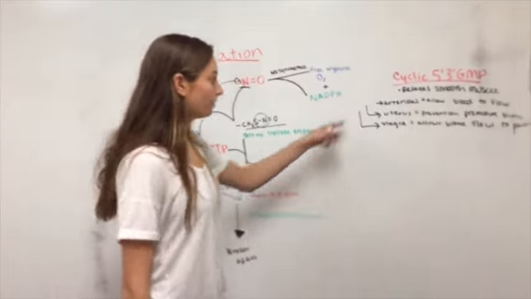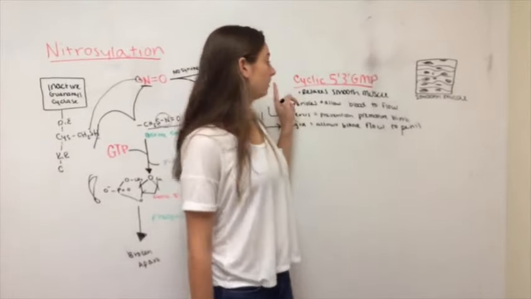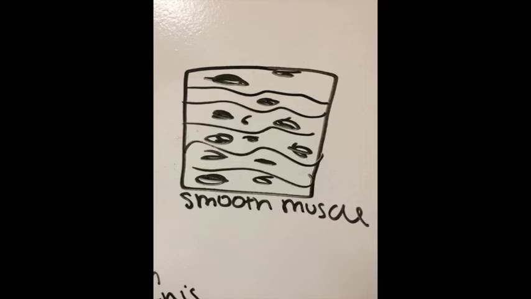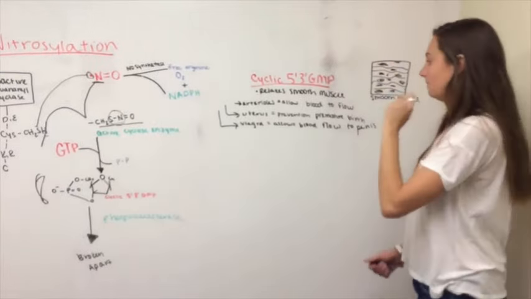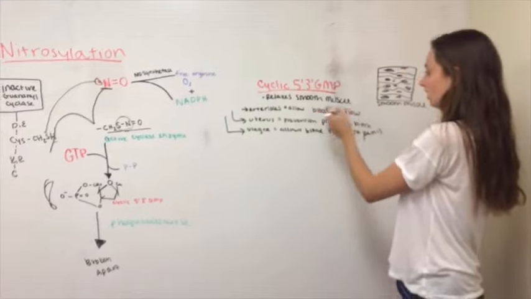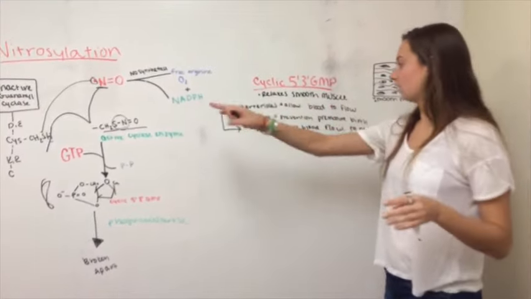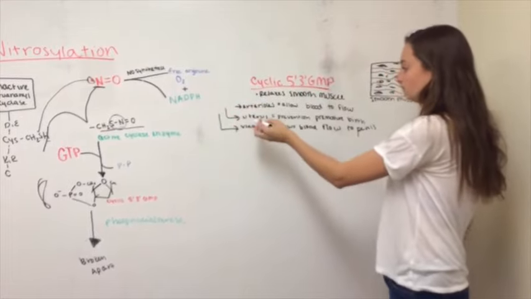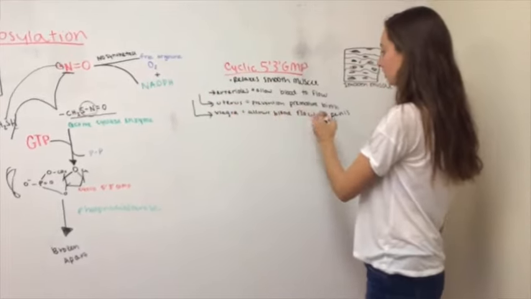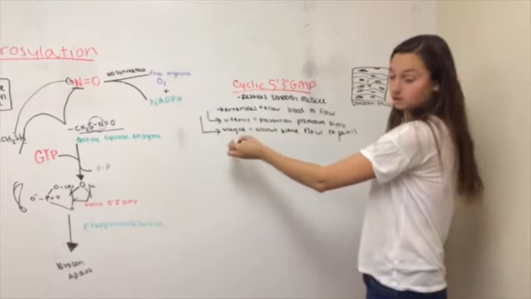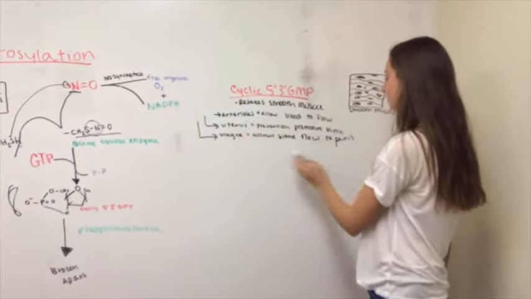The cyclic 3',5' GMP is really important because it relaxes your smooth muscle cells, which look like this. And through the relaxation of the smooth muscle cell in arterioles, when the muscles relax, the blood can flow through. So it's important in the uterus to prevent premature birth. And a medicine created due to this is Viagra, which allows blood to flow to the venous.